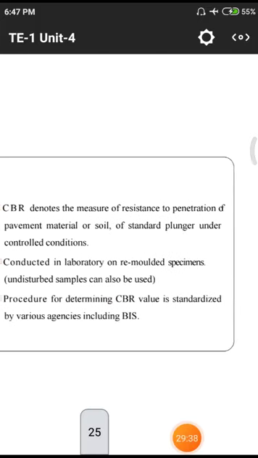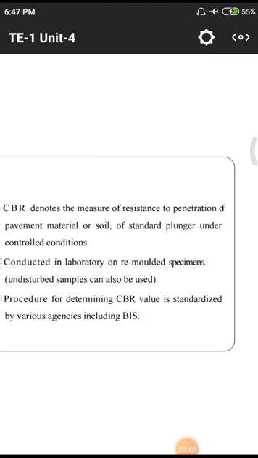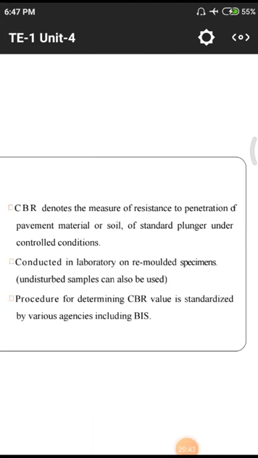Normally CBR denotes the measure of resistance to penetration of pavement material or soil by a standard plunger under controlled conditions. It is conducted in a laboratory on remolded specimens. Undisturbed samples can also be used. The procedure for determining CBR value is standardized by various agencies like BIS. BIS means Bureau of Indian Standards.